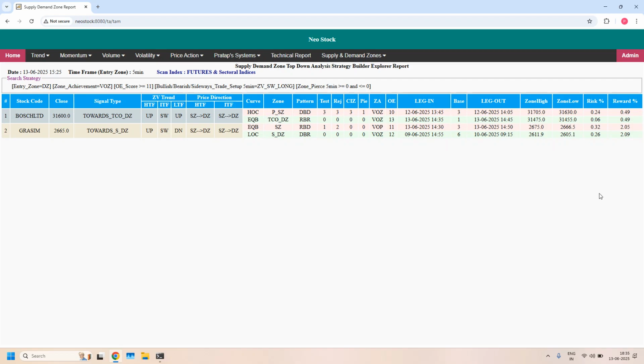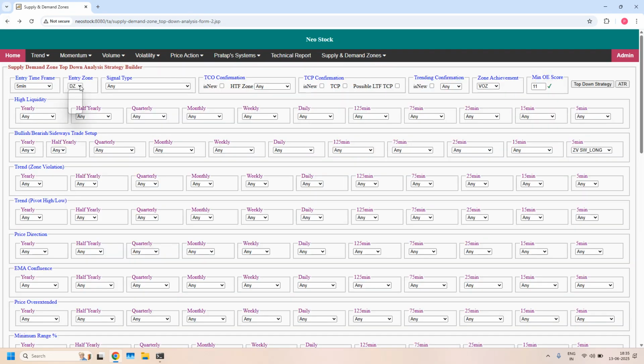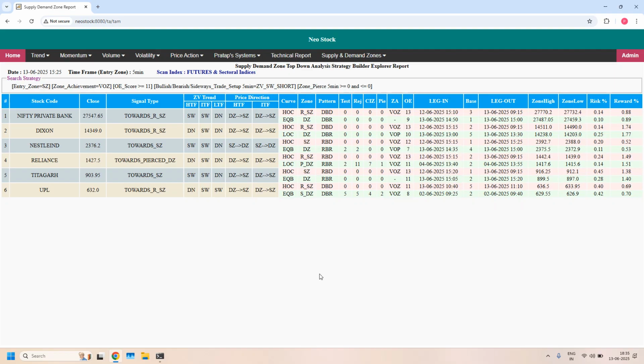Next, sideways short trade setup for hourly income trade. The changes are 5 minutes supply zone, and here sideways short. Let's filter. We got 6 stocks. Hourly income trade, sideways short trade setup. Entry time frame zones are 5 minutes supply zones.